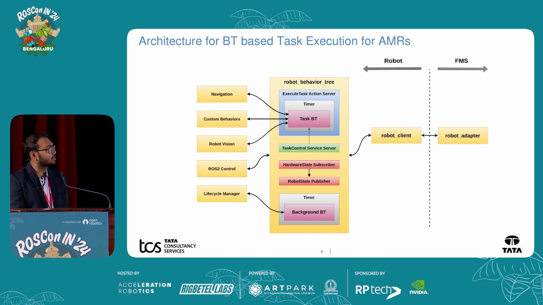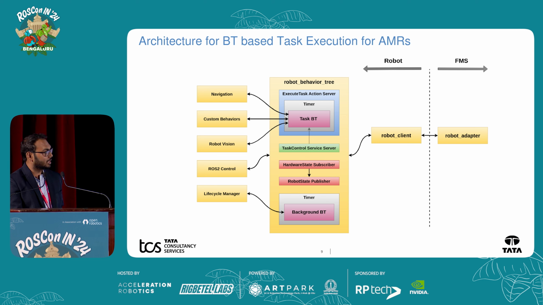So this is the architecture for behavior tree based task execution for AMRs. On the right hand side, on the FMS fleet management side, there's this robot adapter, which will be giving tasks to the robot client, and then the robot client will be calling the execute task action server in the robot behavior tree node. This execute task action server will be calling a timer to tick the task behavior tree, which will be calling navigation, custom behaviors, and the robot vision node based on the task.